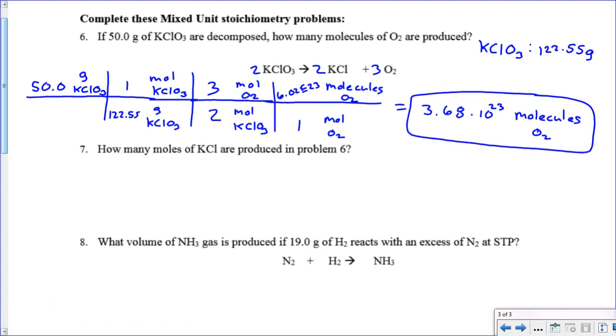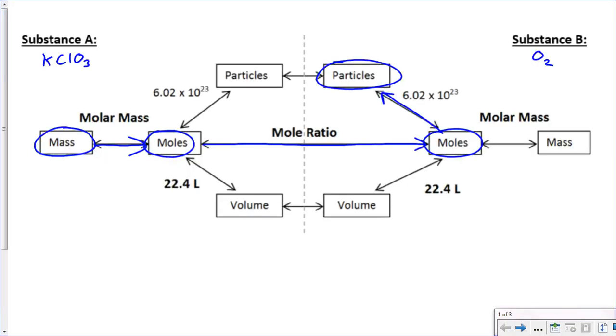Number 7 says how many moles of KCl are produced in this problem number 6. So in this one, we're going to moles of KCl. We start off the same exact way. We're going to have to go from the mass of KClO3 to the moles of KClO3, but then we want to end up in moles of KCl. So this is actually one last step, because we get here to moles and then we stop. So this is a 2-step conversion. We go from mass of KClO3 to moles of KClO3, and then we go from moles of KClO3 to moles of KCl.